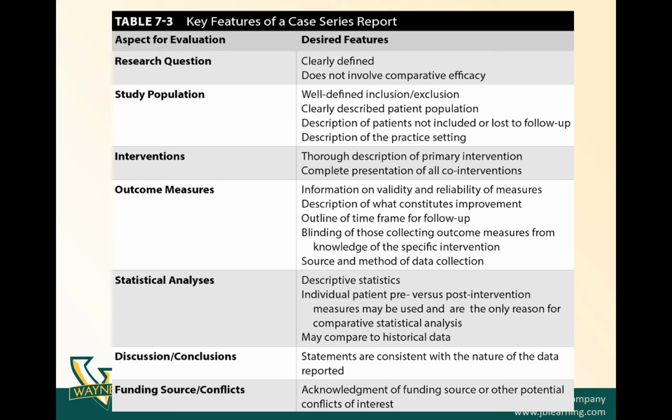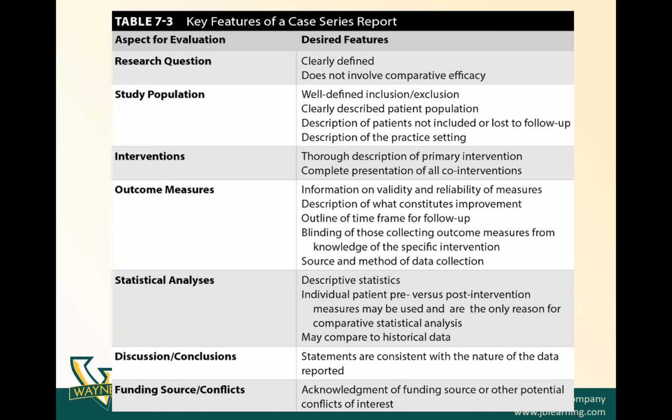Some key features of a case report series are listed here in this table that's taken from your textbook. So there's a research question that's clearly defined, does not involve comparative efficacy, so there's no comparison group. The study population is well defined with inclusion-exclusion criteria. They describe patients that are not included or lost to follow-up. There's description of the practice setting, which is really important to know, to be able to generalize the findings of a case series to not only your own patients, but also the setting in which you're practicing.